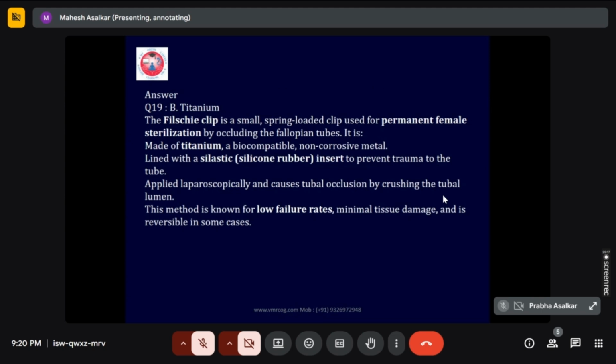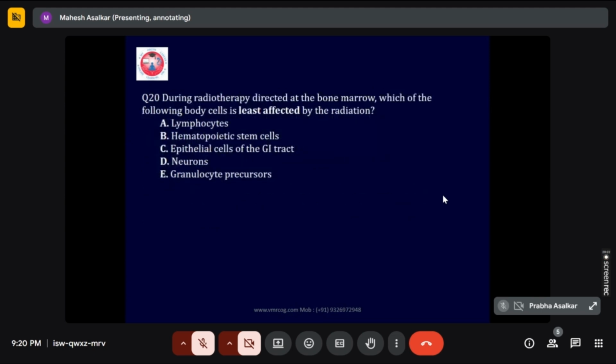Okay, so remember that titanium is the answer. This is also one of the frequently asked questions. Next question, Dr. Amrita. Question 20.